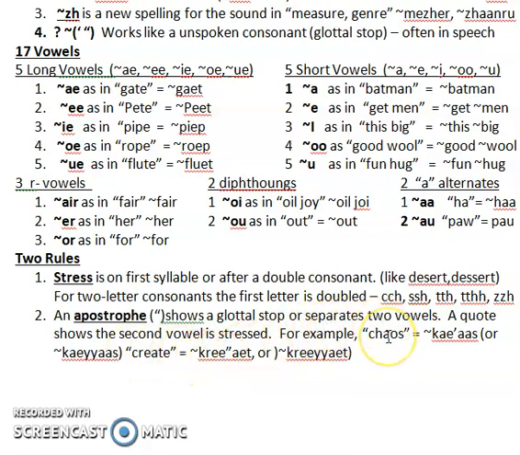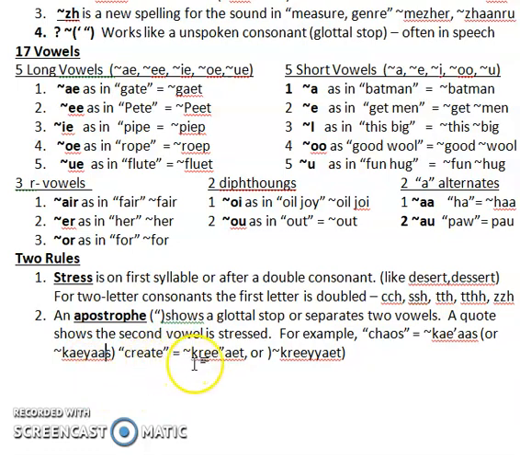So for example, chaos. Now the K is spelled K-A-E, and the glottal indicates that these two vowels are in sequence, and the second one is not stressed. You could put a Y glide in. It's very common to have a Y glide in chaos. So if you're spelling it as pronounced, you'd put a double Y. Chaos, you put a single Y. Chaos, the second syllable is not stressed.